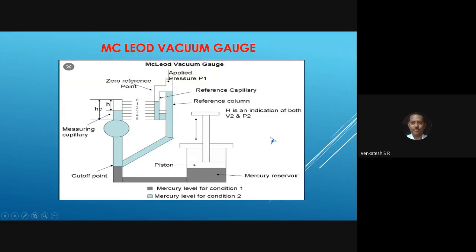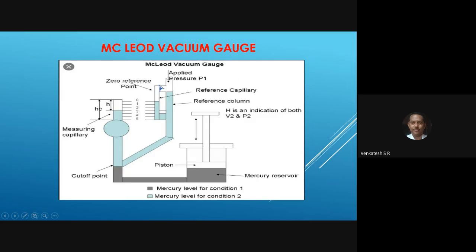For that reason it is called a vacuum pressure gauge. So you can measure the pressure in the two layers of the flask by using the McLeod vacuum gauge. This gauge was developed by McLeod. For that reason it is called the McLeod vacuum gauge.